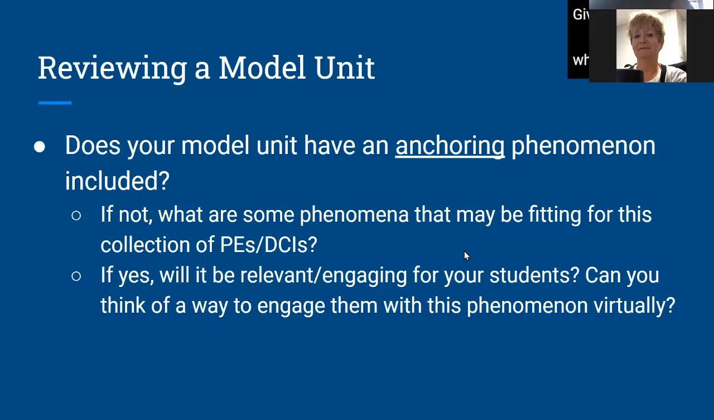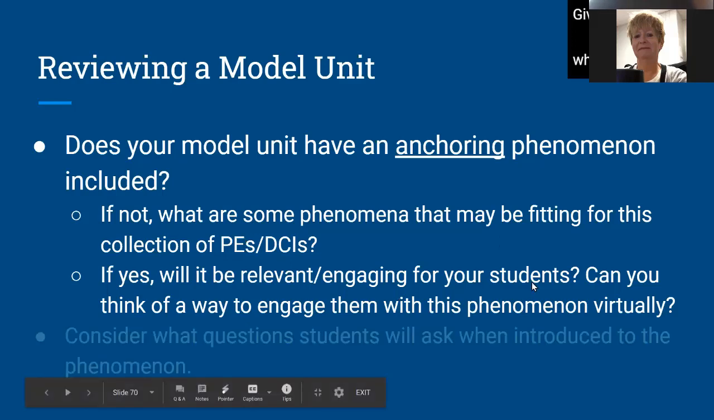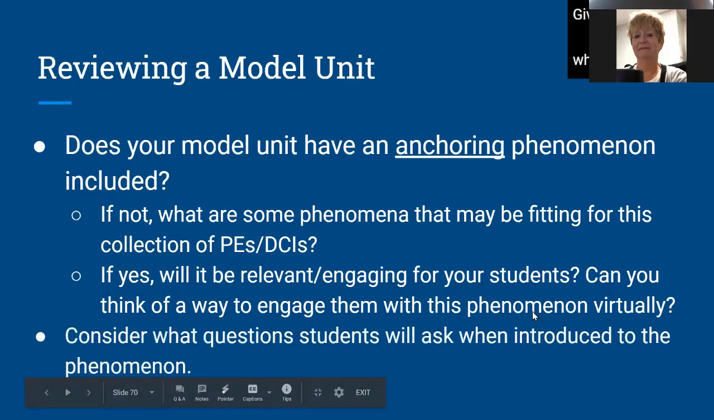And so one thing I will say, the next step is to think about what PEs and DCIs aren't covered. So you may choose a phenomenon that you feel covers a good portion of your PEs, but not all of them, or maybe half, but not the other half. And that's still okay, because it's hard to find a phenomenon that's going to cover all of the unit's PEs, but maybe you break them down into two smaller units. So just look at what the anchoring phenomenon is. See if you think it's fitting for the listed PEs and DCIs, and see if you can think of any ways that you could make this engaging to students virtually as well.